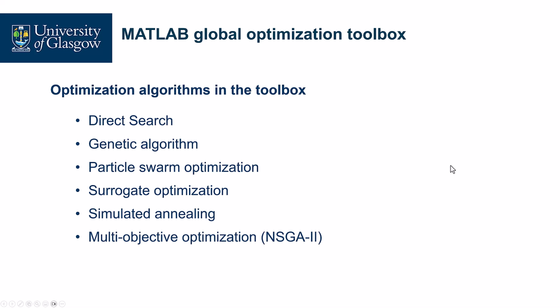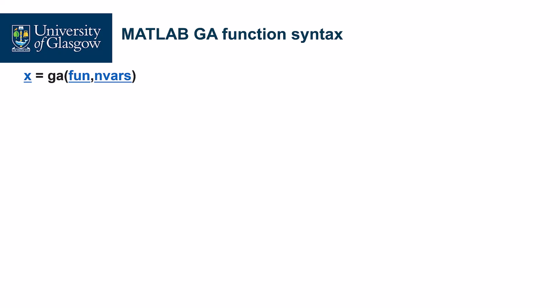Now let's see the GA function. We first see the simplest form: x, the output, equals ga, parentheses, fun, nvars, right? Let's first make a few comments about this function. First, this function carries out minimization, as I've said before. If your function is for maximization, then what should you do? You just put a minus sign in front of your objective function, then the maximization becomes minimization, right?